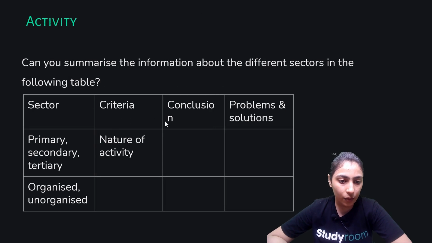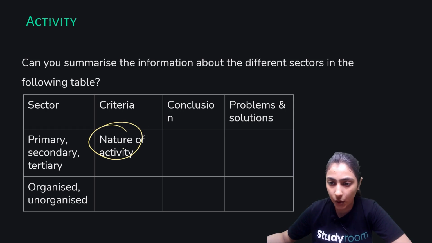Okay. Now we have a table that we need to fill. Can you summarize the information about different sectors in the following table? First is under sector: primary, secondary, tertiary, and next is organized and unorganized. The criteria used to distinguish primary, secondary and tertiary is the nature of the activity. Under organized and unorganized, you can say employment activity. Employment activity is more apt.